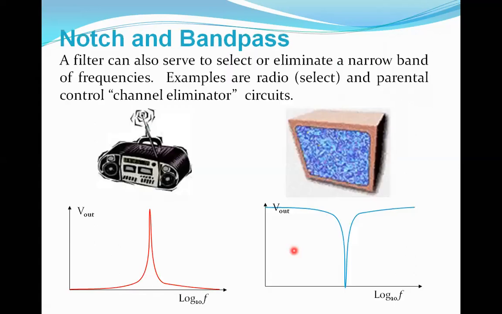So what is that? A filter can also serve to select or eliminate a narrow band of frequencies. Can you see this? Examples are radio and parental control channel eliminator circuits. So here it is selecting, or here we can say it is eliminating a narrow band of frequencies. So this can be called a notch, and this can be called a band pass.